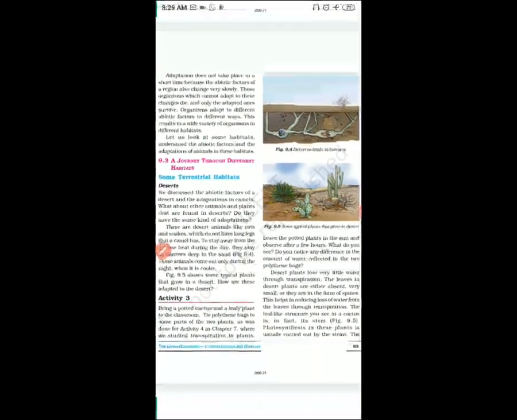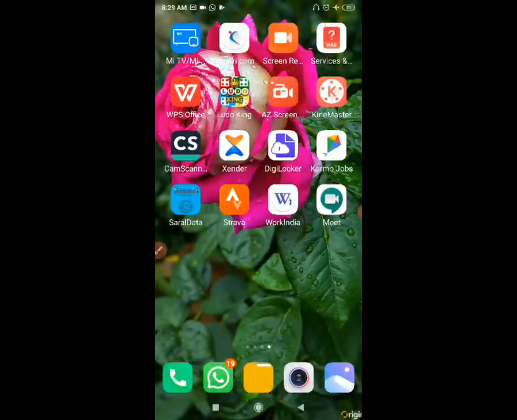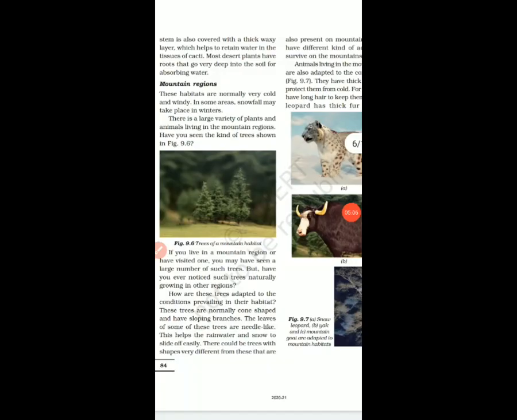The stem is also covered with a thick waxy layer which helps to retain water in the tissues of cacti. Most desert plants have roots that go very deep into the soil for absorbing water. I just now told you that the roots of desert plants are very deep inside the soil so that they can absorb water. Okay, so this was about the desert region.